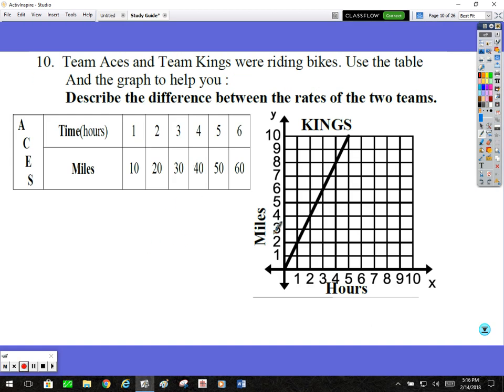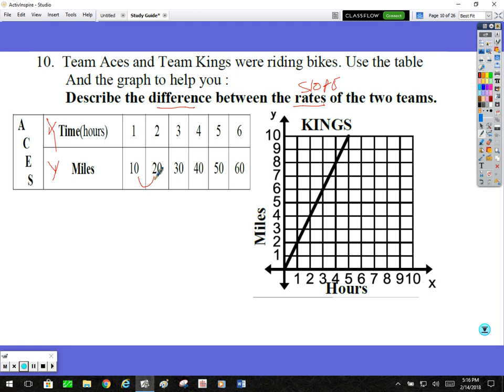All right, Team Aces, Team Kings. We're going to describe a difference. Multiple ways to do this. So let's just talk about right off the bat Team Aces. Well, if I'm looking at this chart, I know X and Y. This is my input. This is my output. I want to find the rate of change, which is the slope of the line, right?